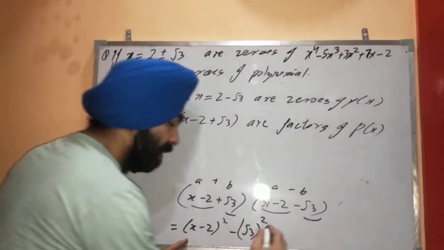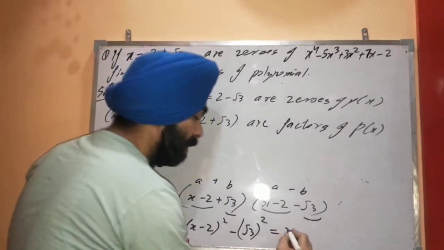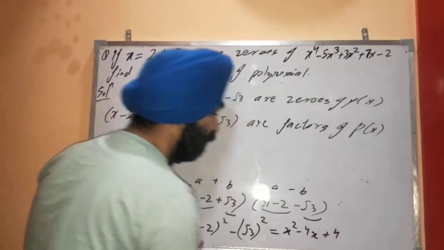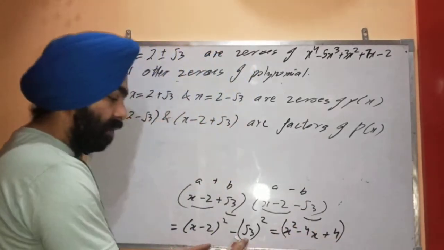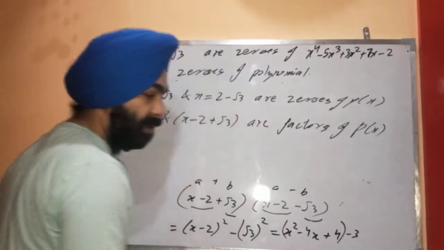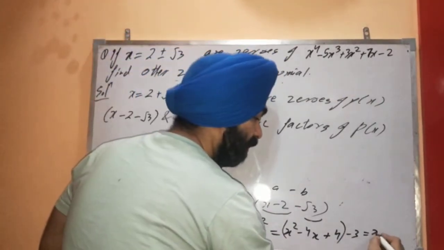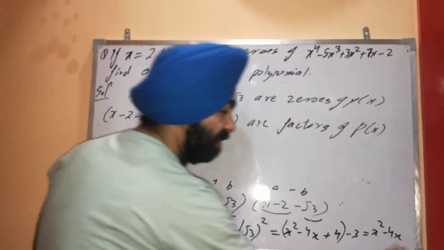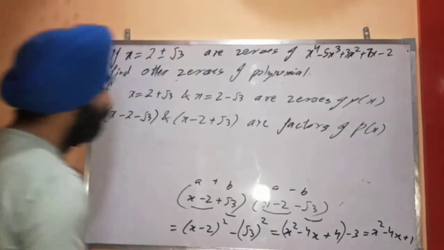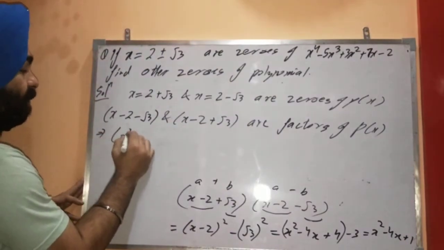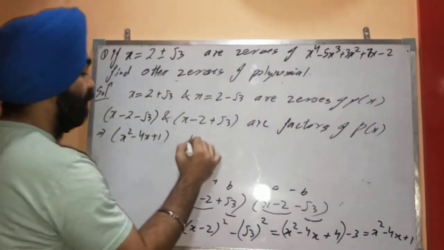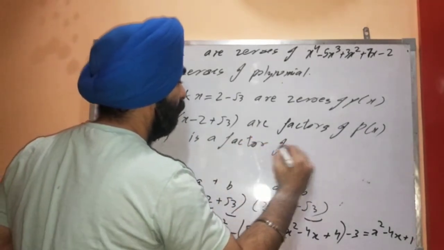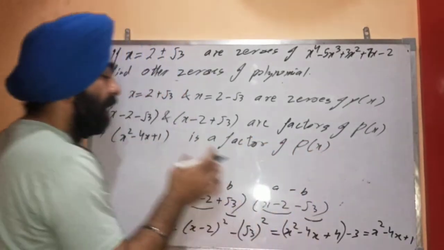So if we expand this, that will become a square minus 2ab plus b square. Further, root 3 square is 3. So that means the factor will be x square minus 4x, and then 4 minus 3 is plus 1. So that shows that x square minus 4x plus 1 is a factor of px. Now this is the factor.